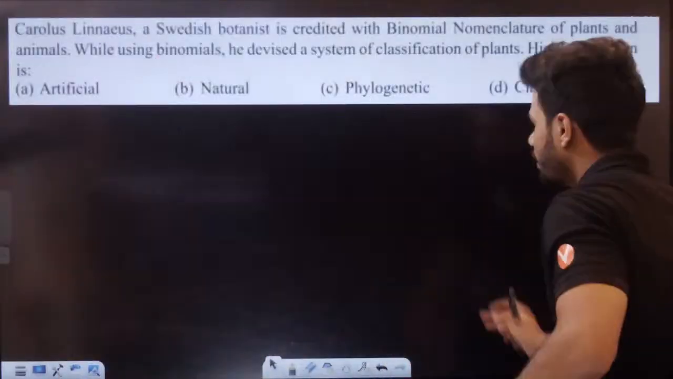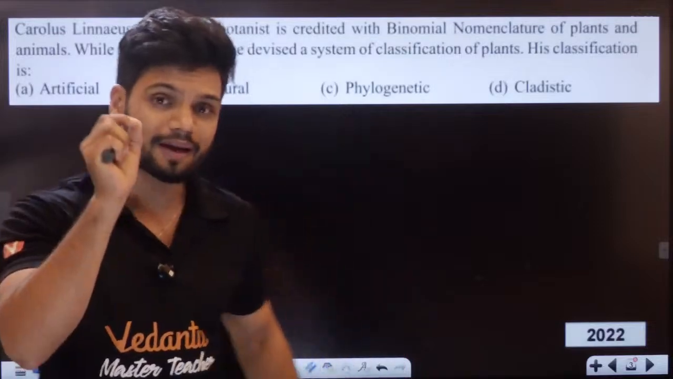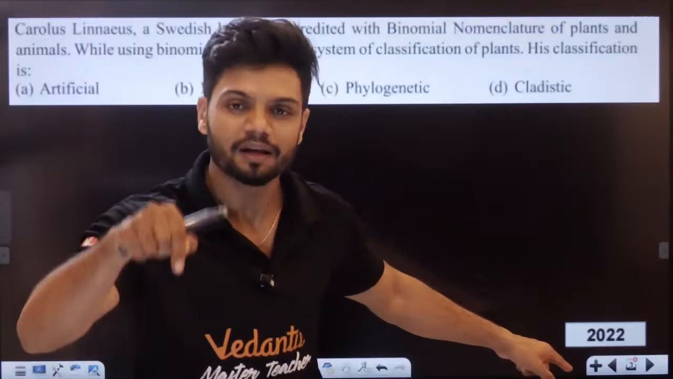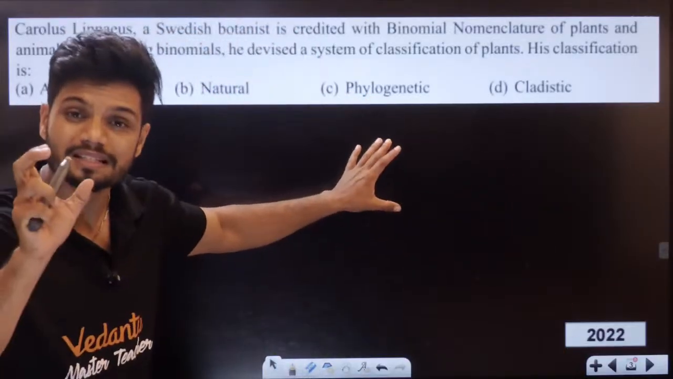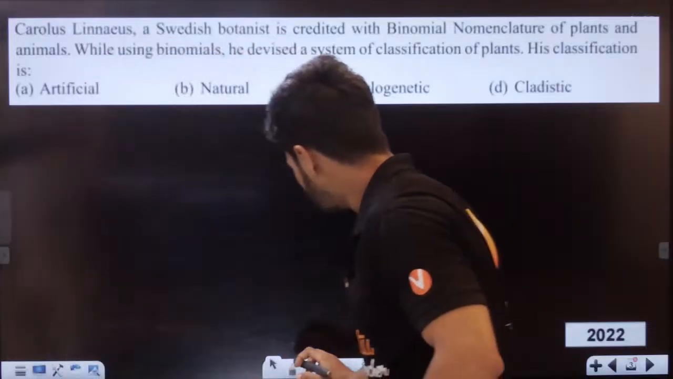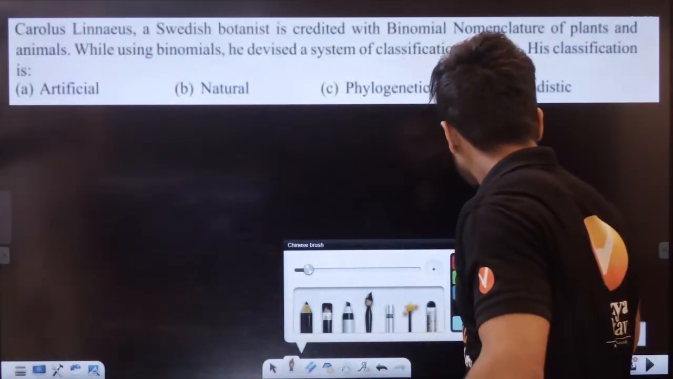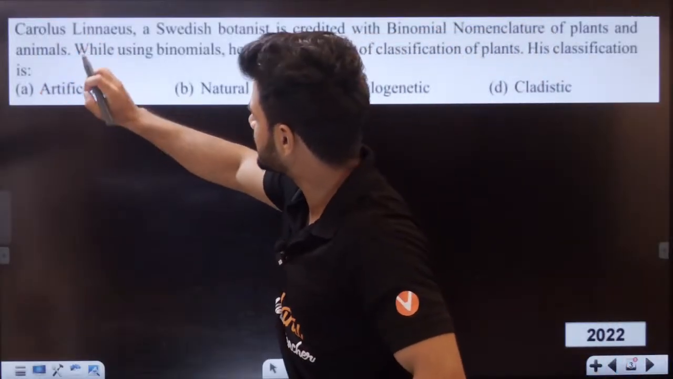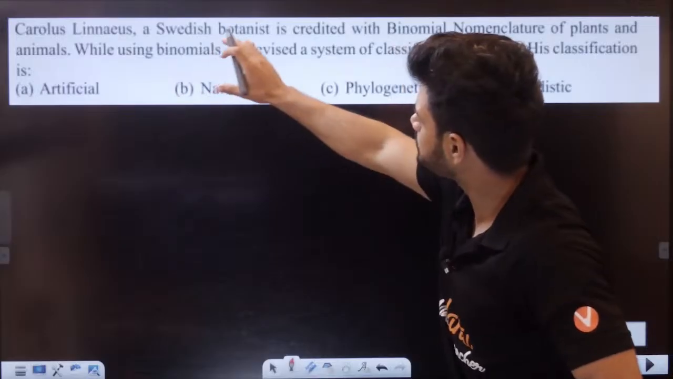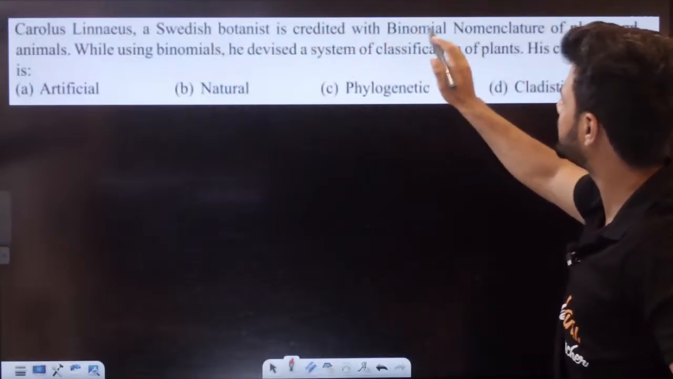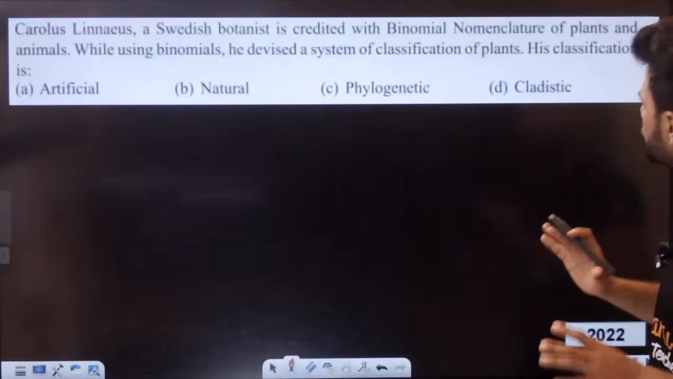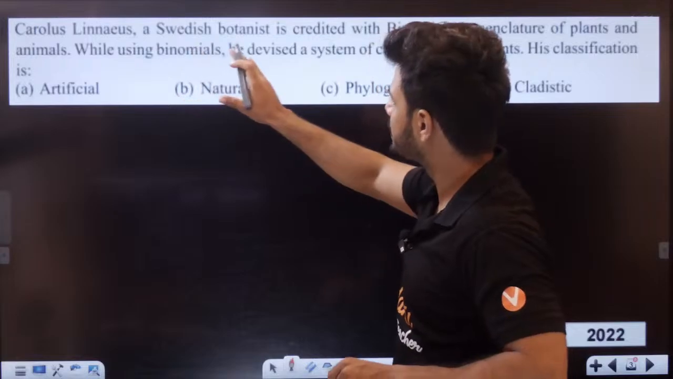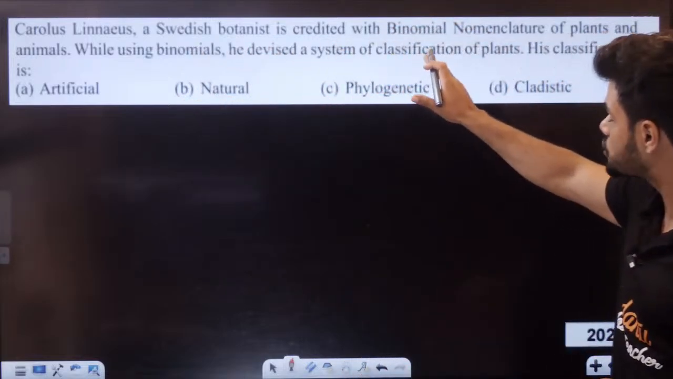Now, this is a question from NSEJS 2022, which we discussed in today's class. In today's class, this concept was discussed. So, what is the question? This is from plant kingdom. Carl Linnaeus, a Swedish botanist, is credited with botanical nomenclature. He gave botanical nomenclature of plants and animals. While using binomials, he devised a system of classification of plants.